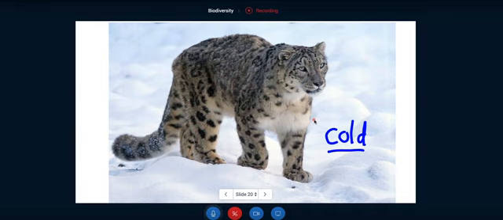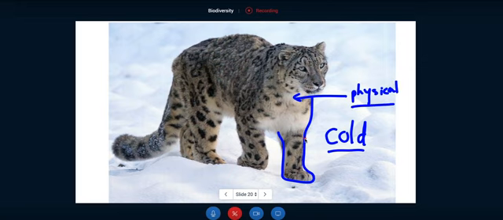Okay, so you already know that it has a physical characteristic like the coat, right? You see the fur on the animal, and the fur is quite long, similar to a coat that a human would wear in the winter, right? So we have that physical adaptation of the coat. But there's something you can't see that the snow leopard is able to do very well. I'll give you a hint. It's what most mammals are really good at doing.